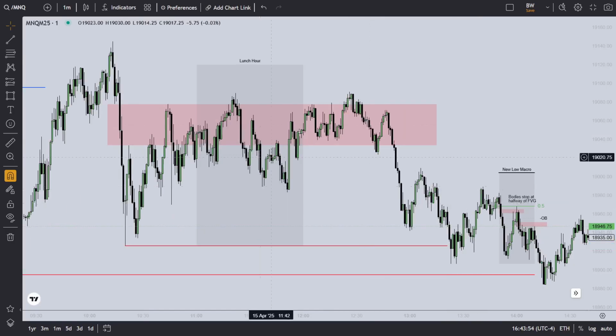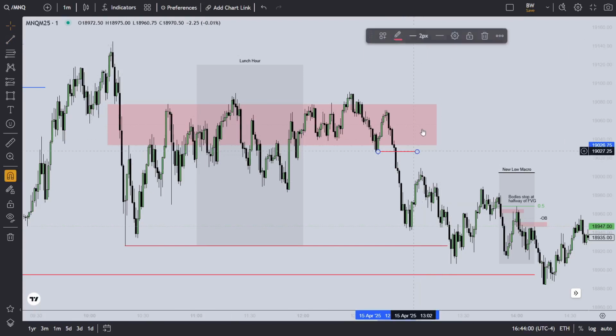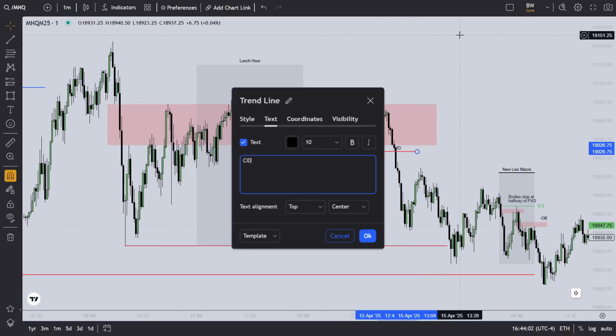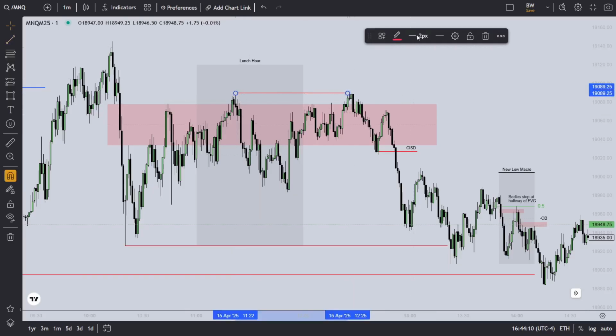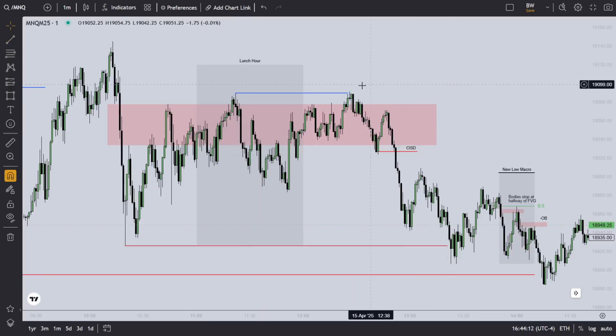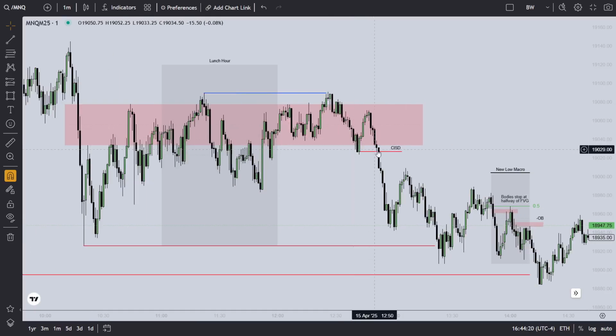And I get it here when we have a change in state of delivery, right? Not only do we have that change in state of delivery, but we also had a sweep on buy side, a very minute sweep, a very small one, but it's all within this 5-minute fair value gap and also this 1-minute fair value gap that I had adjusted. Now the immediate target is this sell side.